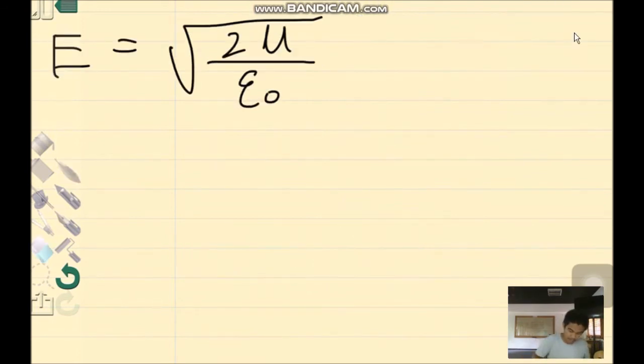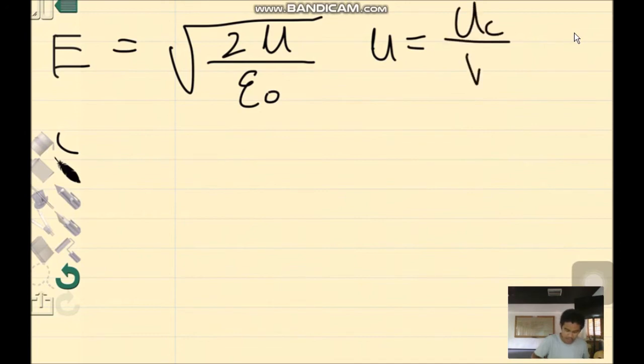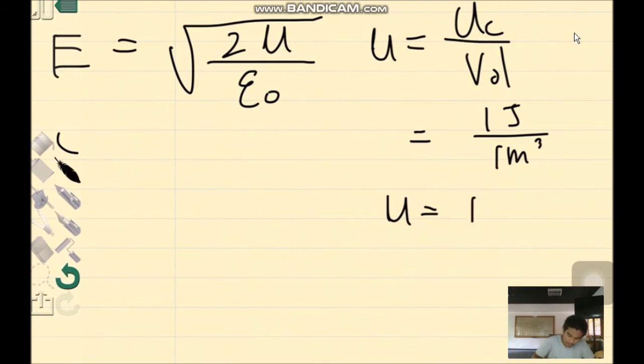And the energy density U is the electrical potential energy per volume. I will not use capital V as the representation of volume, since it may be mistaken as voltage. VOL will be the representation of volume. So since the energy is 1 joule per 1 cubic meter, or 1 meter cubed, the energy density U is 1 joule per cubic meter.